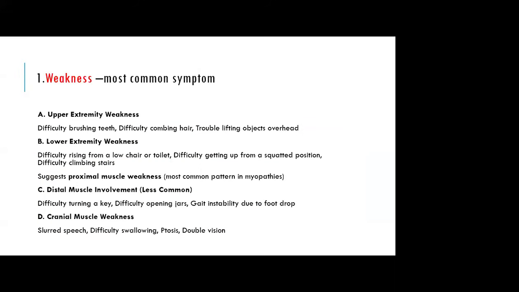Coming to weakness, the most common symptom with which patients present to us is usually upper extremity weakness. Usually the patient presents with proximal muscle weakness. In the upper extremity, the patient comes with a history of difficulty brushing the teeth, difficulty combing hair, trouble lifting objects kept overhead. In the lower extremity, difficulty rising from a low chair or a toilet, difficulty getting up from a squatted position, and difficulty climbing stairs. As I said, this suggests proximal muscle weakness, which is the most common pattern in myopathies.